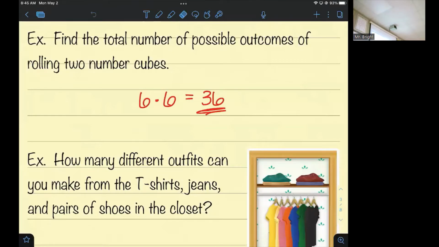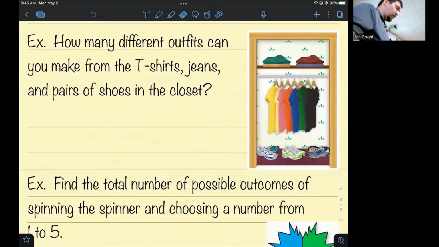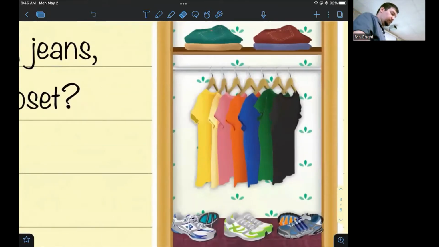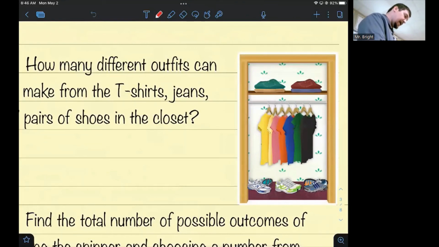Okay, so the next question is asking for the total number of different outfits you can make from picking out a t-shirt, a pair of jeans, and a pair of shoes out of your closet. So you're going to pick one of each. Let's start with the t-shirts. Sierra, how many t-shirts are in that closet? Yeah, there are 7 t-shirts, okay. And Rayleigh, how many pairs of jeans are in that closet? 4. Okay, good. And Hannah, how many pairs of shoes are in that closet?